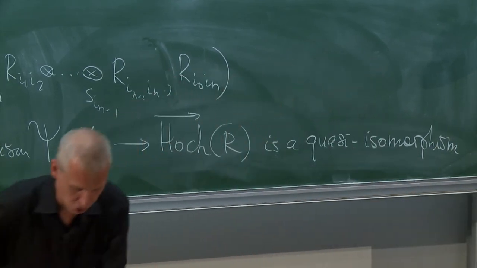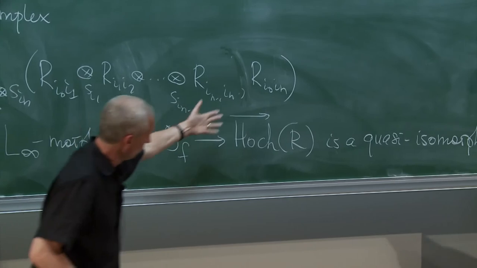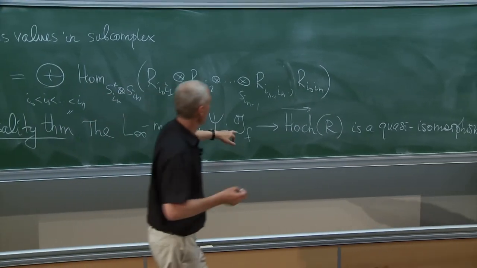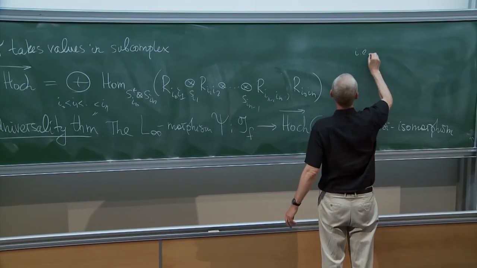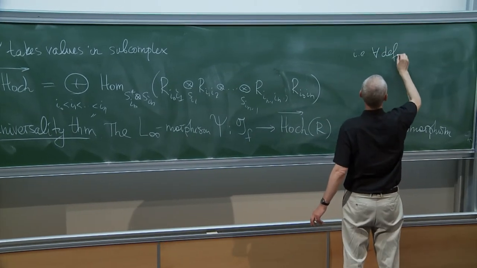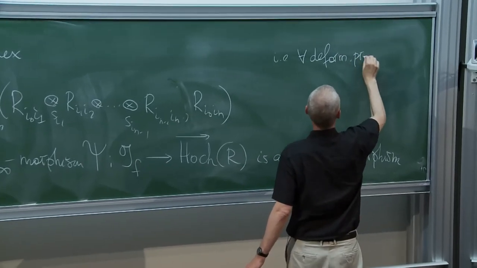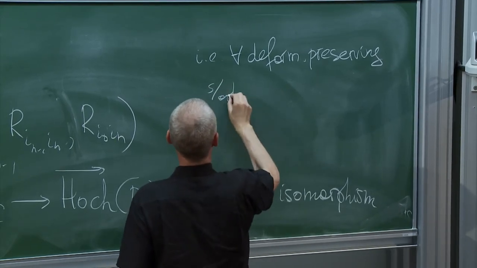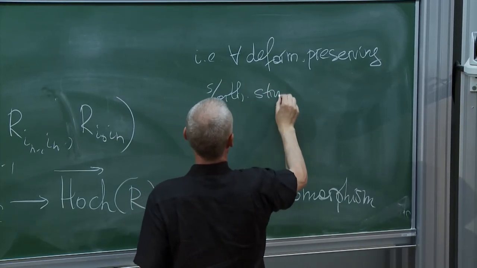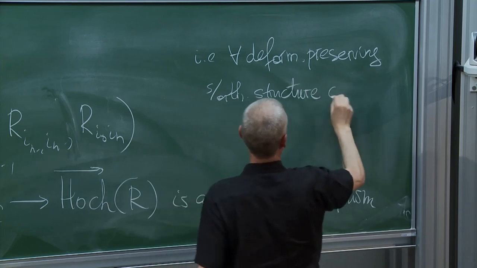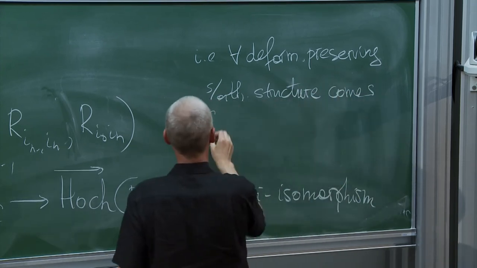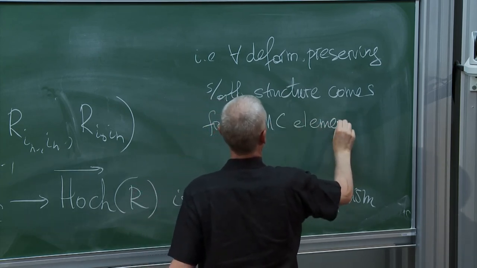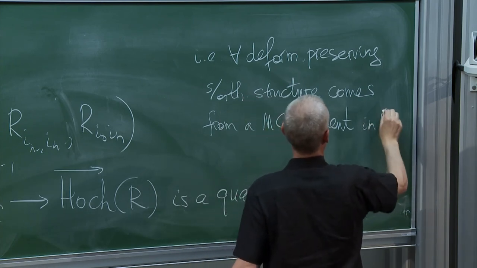It means that every semi-orthogonal deformation comes from a Maurer-Cartan element, i.e., any deformation preserving the semi-orthogonal structure comes from a Maurer-Cartan element in G finite.